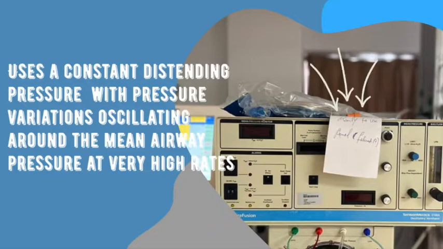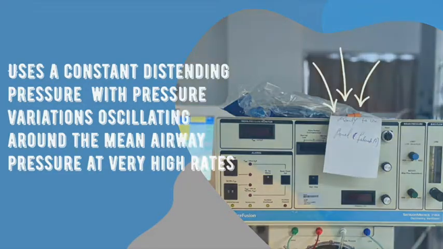Hello Modi, I'm fine, thank you. Of course. High frequency oscillatory ventilation is a type of mechanical ventilation that uses a constant distending pressure with a pressure vibration oscillating around the airway at very high rates, up to 900 cycles per minute, which creates small tidal volumes, often less than dead space.